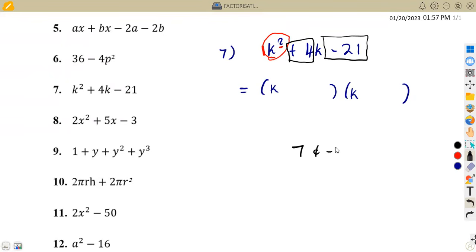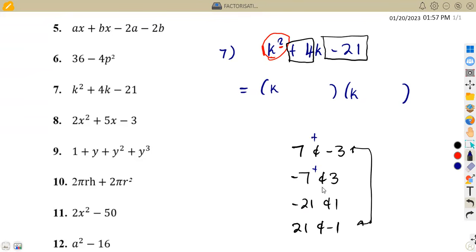We have got 7, negative 3, or negative 7 and 3. We've got negative 21 and 1, or it can be 21 and negative 1. All these are factors of negative 21. But of all these factors, which pair, when you add, you are going to obtain a positive 4? That's going to be this pair, 7 and minus 3. 7 plus minus 3 simply means 7 minus 3, and 7 minus 3, that's a 4.